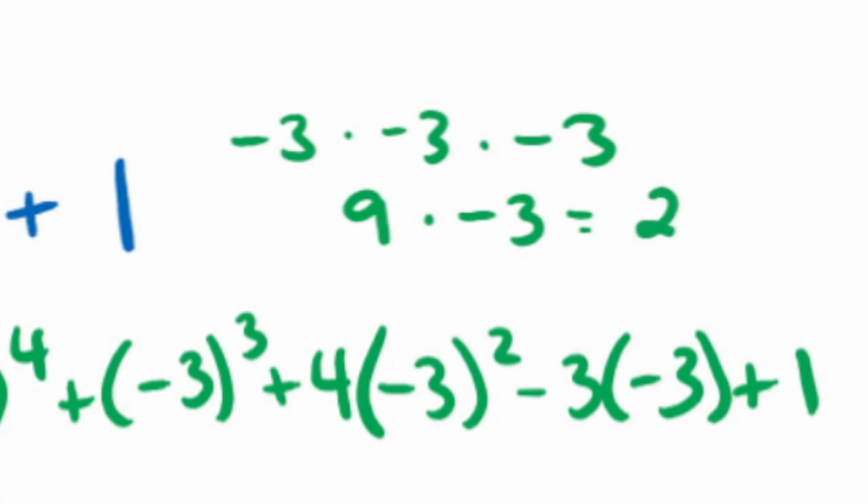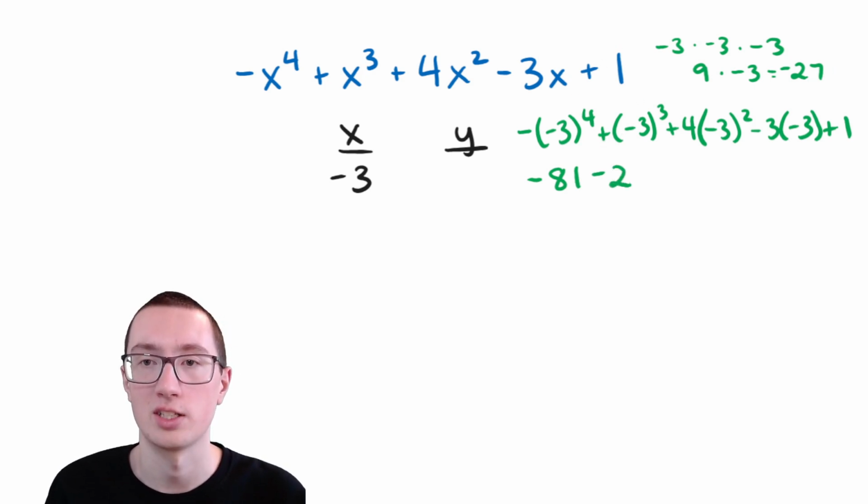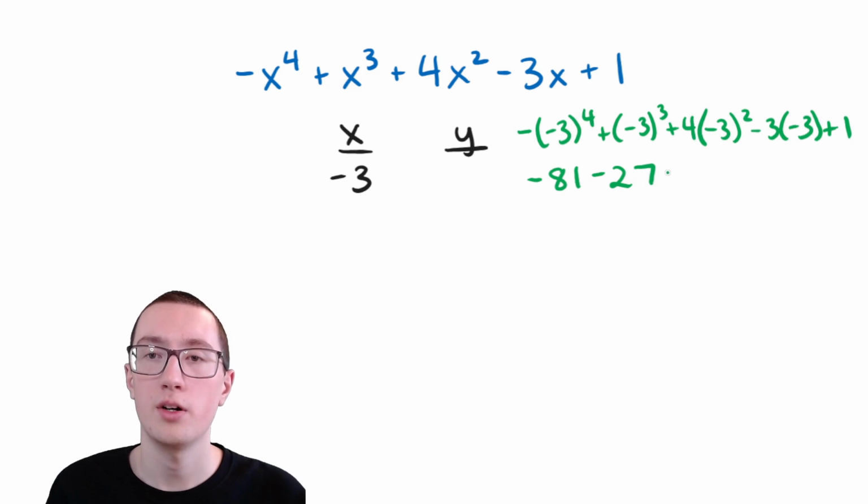9 times 3 is 27. And we have one negative sign, so the negative sign stays. So we're going to have plus negative 27, which is just the same thing as saying minus 27. Next, we're going to have plus 4 times negative 3 squared.